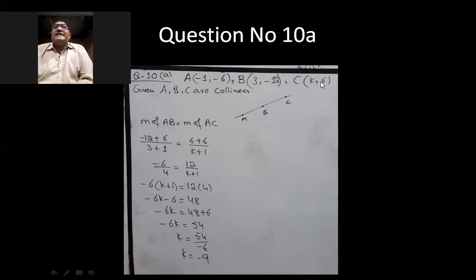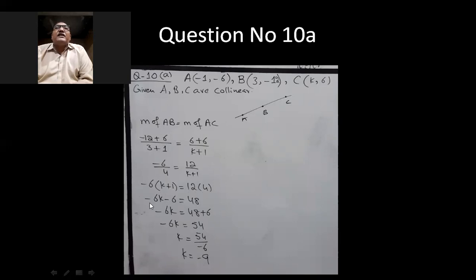The gradient of AC will be 6 minus -6. It will become 6 plus 6, divided by K minus -1, so it becomes K plus 1. So -12 plus 6 will be -6, and 3 plus 1 will be 4. 6 plus 6 will be 12. K plus 1 will be K plus 1. So here we will cross multiply. So you will have -6 bracket K plus 1 equals to 4 multiplied by 12.